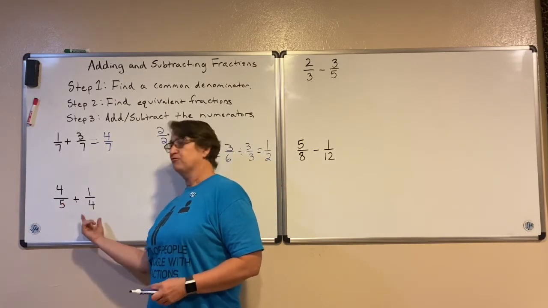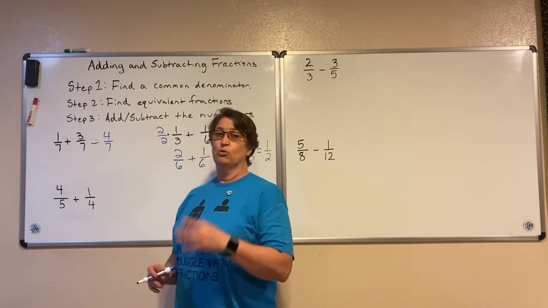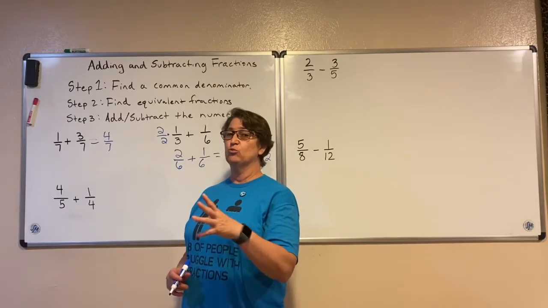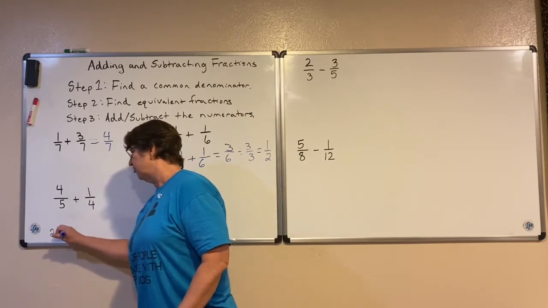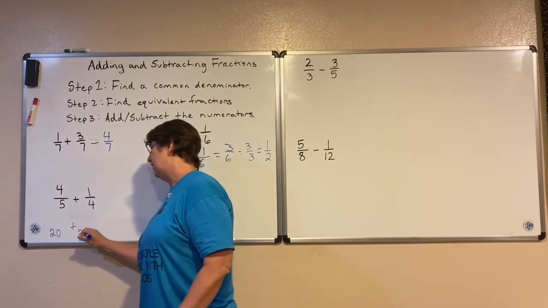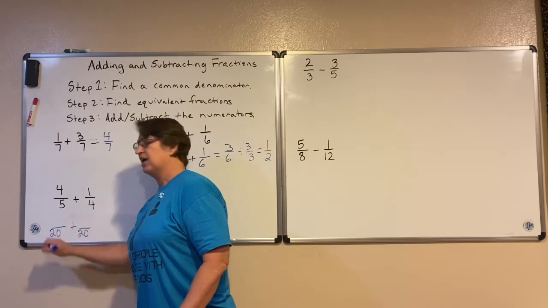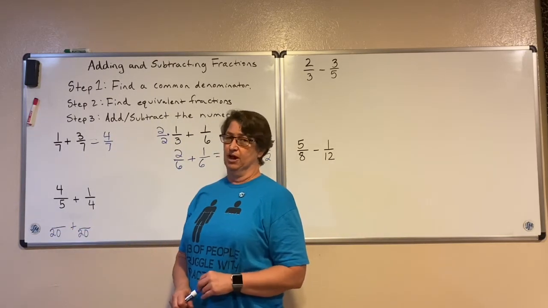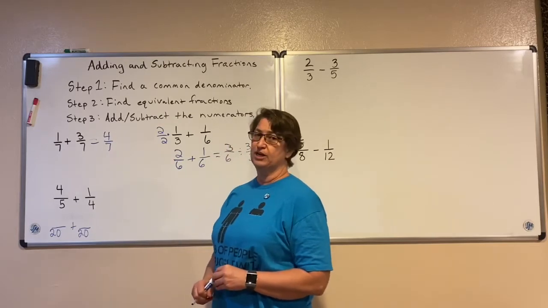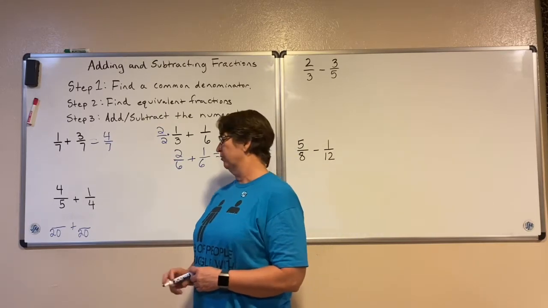So 5 times 4 gives me 20. When I counted by 5s, I got to 20. When I counted by 4s, I got to 20. So I could just make both of these denominators be 20. Sometimes that's not the least common denominator, but it's always a common denominator. It might not be the least one, but it is a way to get a common denominator.